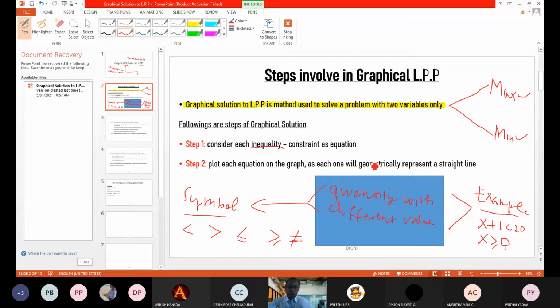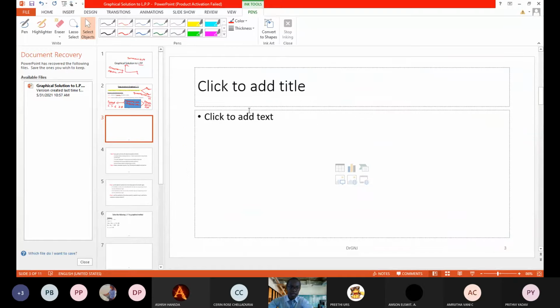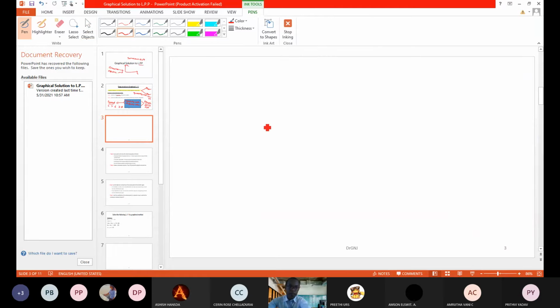As for equality equations, an equality equation is a quantity with the same value. Example, I will write some examples there, all right? We can have an example of what?